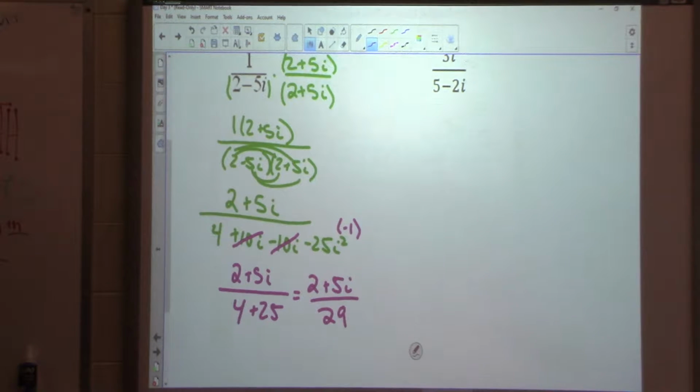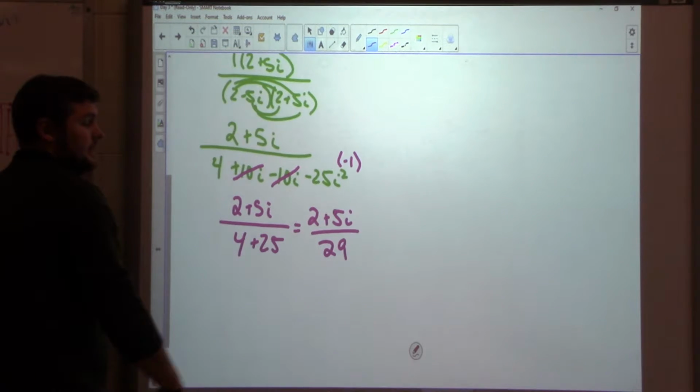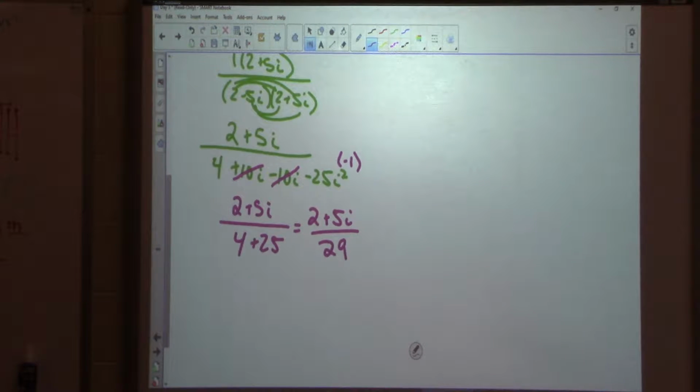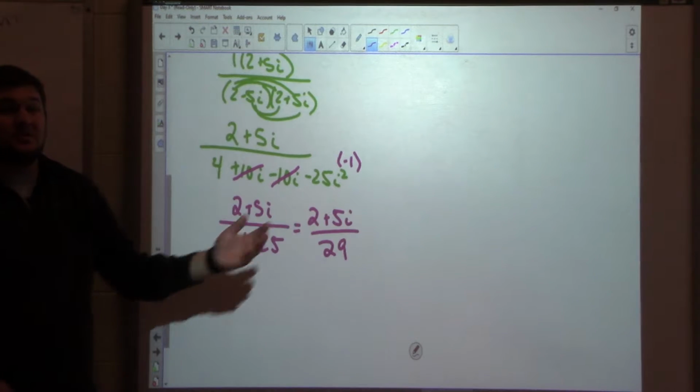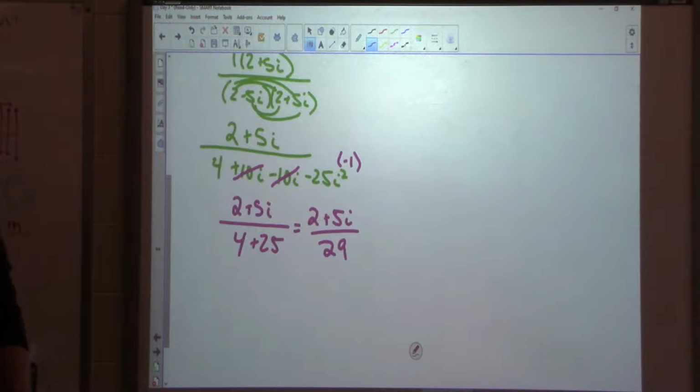Now, we all follow that? Okay, that is not your final answer yet. We are super close. When we write in standard form, we have a real part and an imaginary part, correct? Do we all agree? Okay. Do I have that right now? No, it's one big fraction right now. So what we need to do is separate it into a real part and an imaginary part.